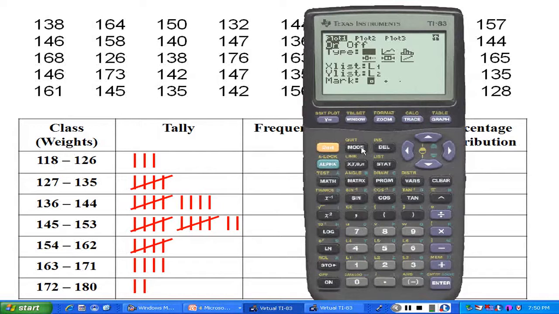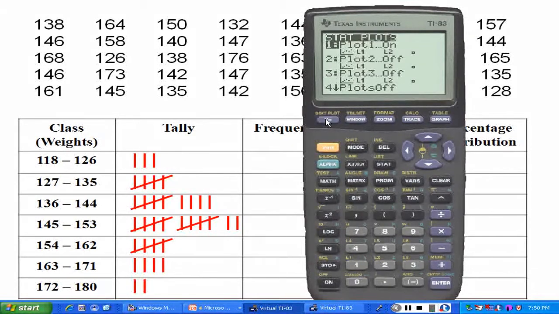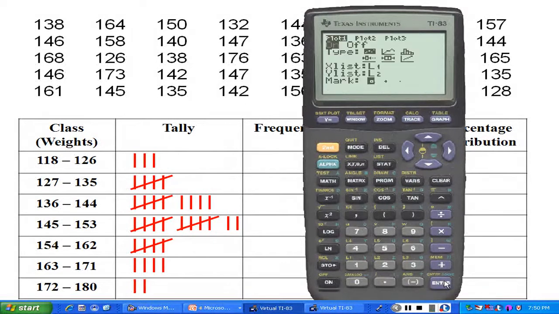Okay. I had to punch them all in again. So where are you? Second, after all the numbers are in. Second and y equals. Okay, now press enter on that. Now it should be highlighted on the on. See how it's blinking and it says on? It should be there. If not, just press enter and then it's going to be blinking there.